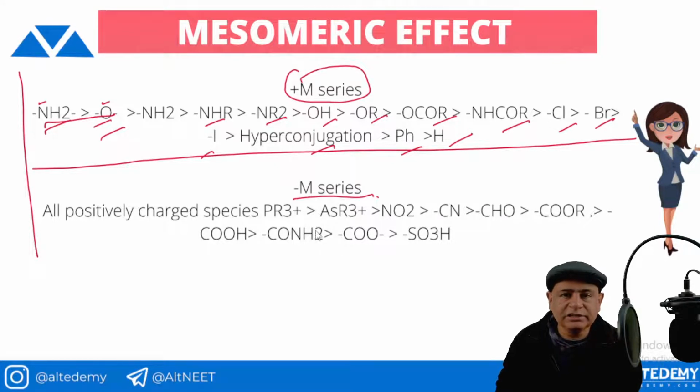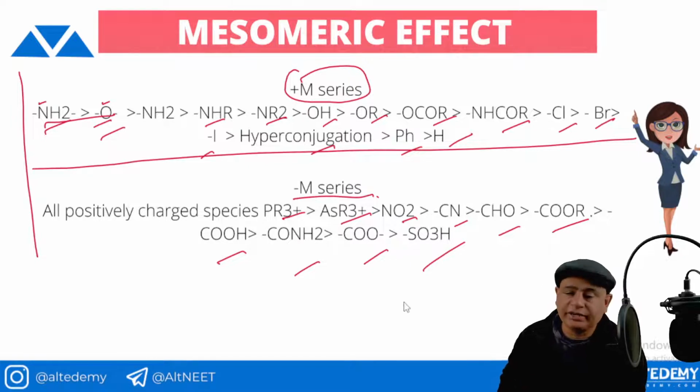Now, which are the species which have the minus M series? This you should remember as a rule. All positively charged species, PR3 plus, AsR3 plus, NO2, CN, CHO, COOR, COOH, CONH2, COO minus, SO3H. All these species show exclusive minus M series, and it is in this order. You should remember it, right? CHO has a good amount of minus M capacity.